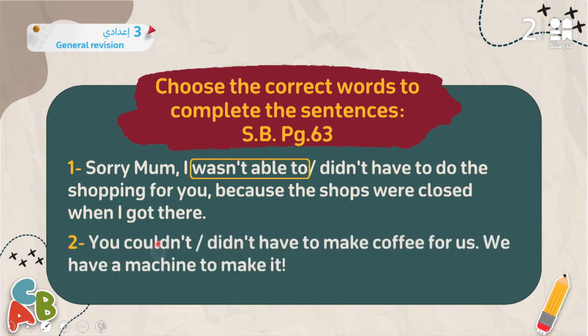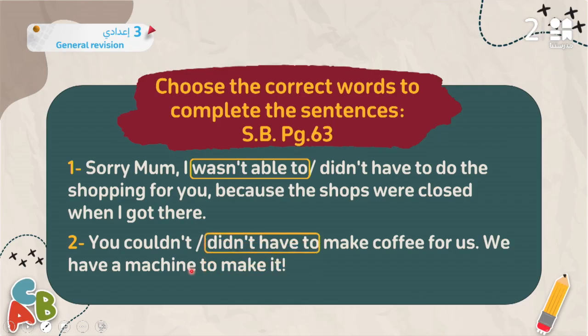Number 2, you couldn't or didn't have to make coffee for us. We have a machine to make it. Couldn't expresses ability as I said, just as wasn't able to بتعبر عن القدرة أو الاستطاعة. Didn't have to means it was not necessary, it was an option. يعني حاجة اختيارية or it was not necessary or not essential يعني حاجة مش مهمة مش إجباري تعملها, to make coffee for us because we have a machine. عندنا مكنة قهوة يبقى ما كانش لازم تعمل لنا القهوة بنفسك because we have a machine. So the correct choice is didn't have to.